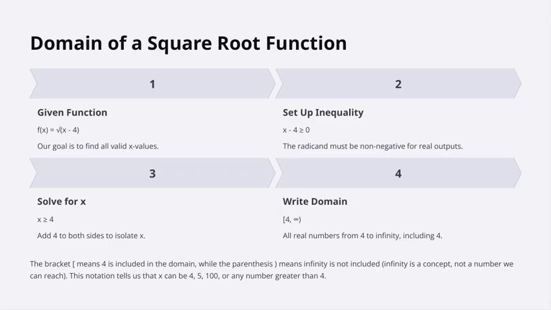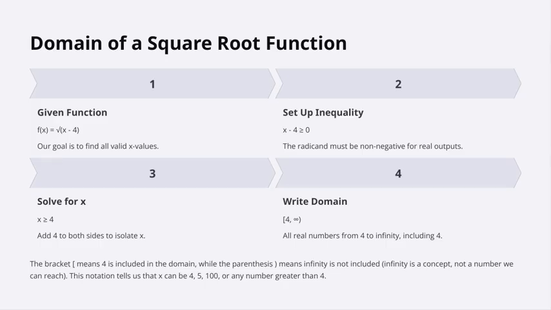Let's take a closer look at the domain of the square root function, specifically for the function f(x) equals the square root of x minus 4. Our goal here is to find all the x values that make this function valid. To do that, we start by setting up an inequality. x minus 4 should be greater than or equal to 0.